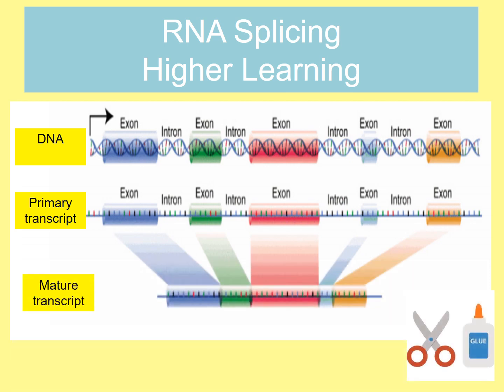The modified messenger RNA, so what that means is the RNA that has only got exons, is called the mature transcript of mRNA. And it's this mature transcript of mRNA that is going to pass out of the nucleus into the cytoplasm, where it then is going to move on to the next stage of protein synthesis. It's basically going to attach onto the ribosome and get translated.